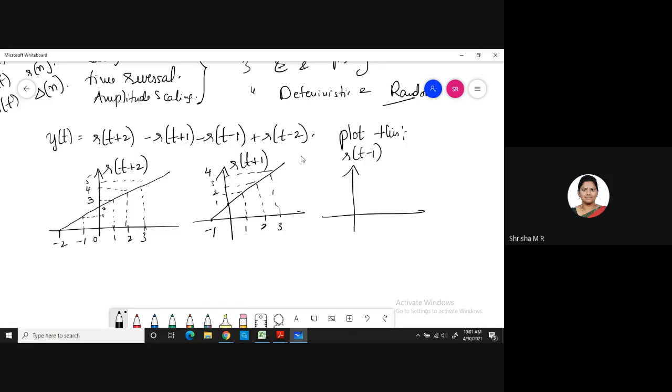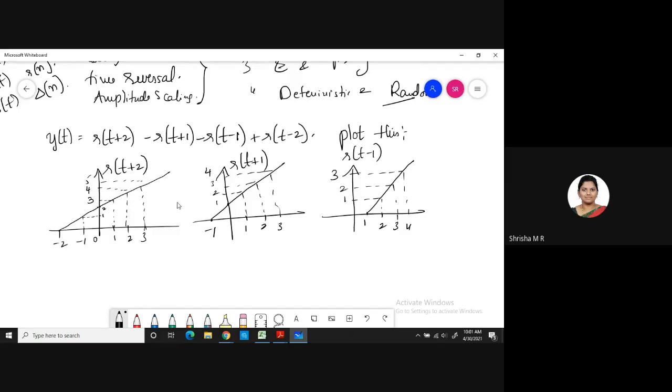So for r of t minus 1, the signal will start from where? K is negative. So right shift. Right shift the signal by 1 instant, or the signal is occurring 1 second late. It starts from plus 1. So at 1 the amplitude is 0. At 2 it is 1. At instant 3 it is 2. At instant 4 it is 3.